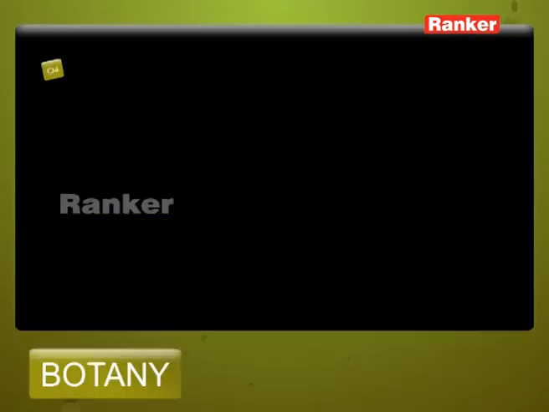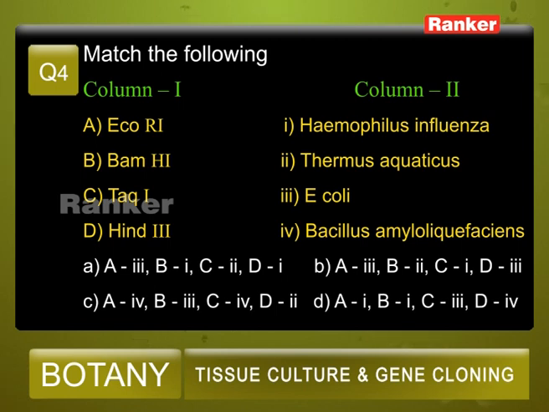Question number 4, match the following. We have got two columns, column 1 and column 2. Under column 1, we have A is EcoRI, B is BamHI, C is TaqI, D is HindIII. Under column 2, first one is Haemophilus influenzae, 2 is Thermus aquaticus, 3 is E. coli, 4th is Bacillus amyloliquefaciens. The choices are A is A3, B1, C2, D1, B is A3, B2, C1, D3, C is A4, B3, C4 and D2, and D is A1, B1, C3 and D4.